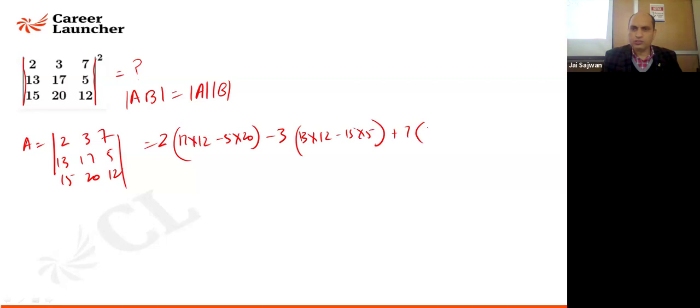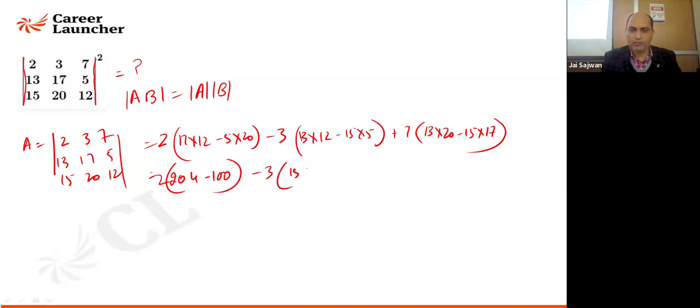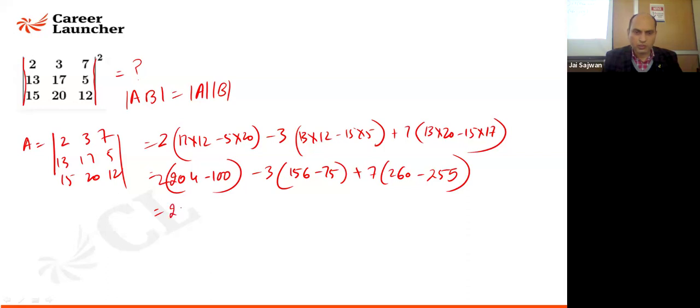Alternately it keeps going, right? So this is 13 into 20 minus 15 into 17. Is it fine? Clear? Yes, no? So 12 sevens are 84, 204 minus 100, double of that, minus thrice of 156 minus 75, plus 7 times of 260. Okay. So what is it? It is 208 minus 81, 243.